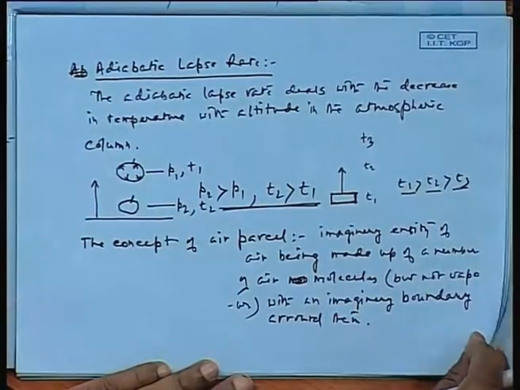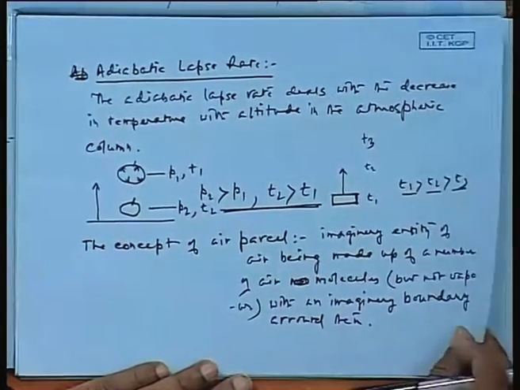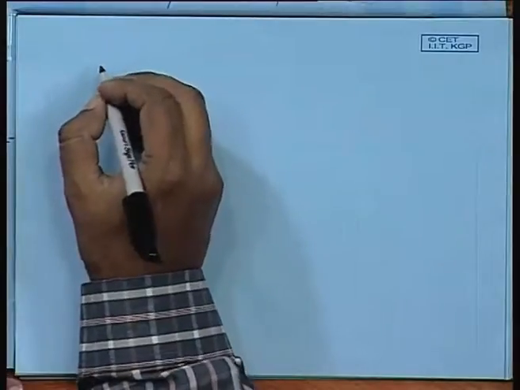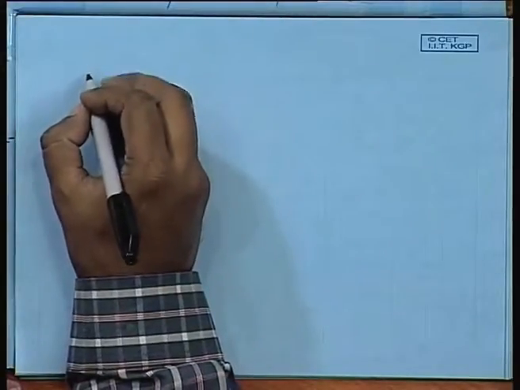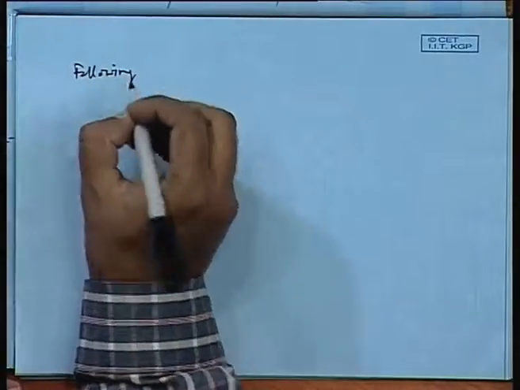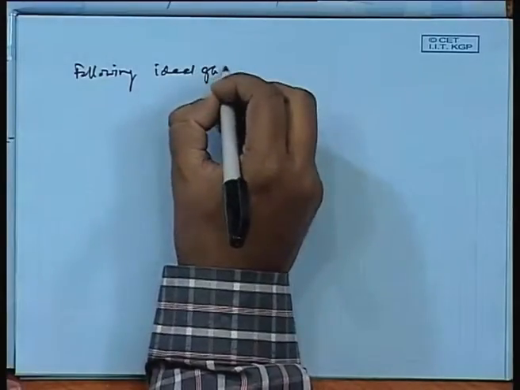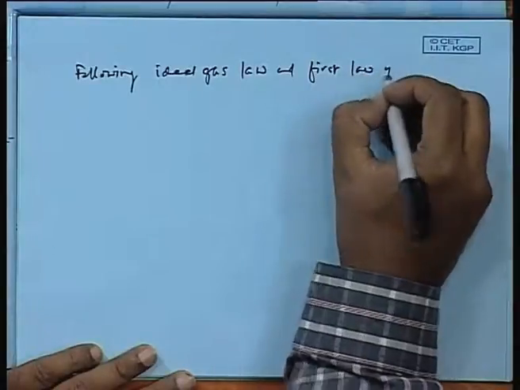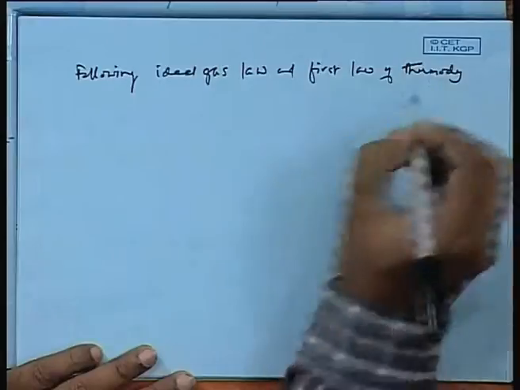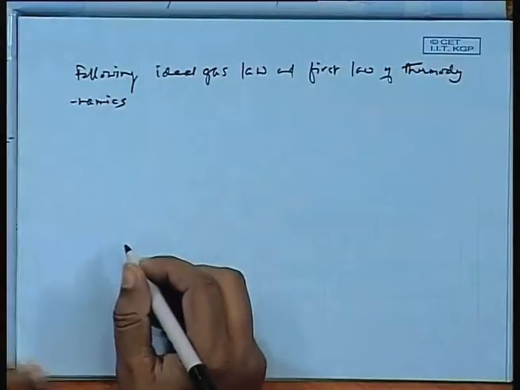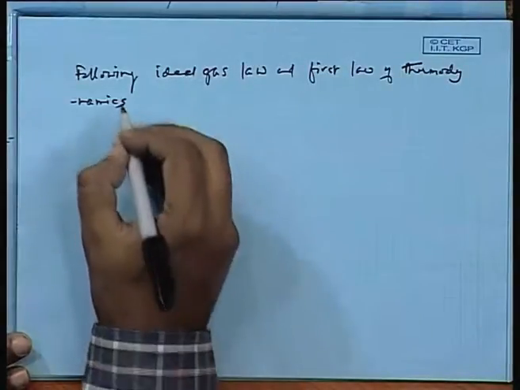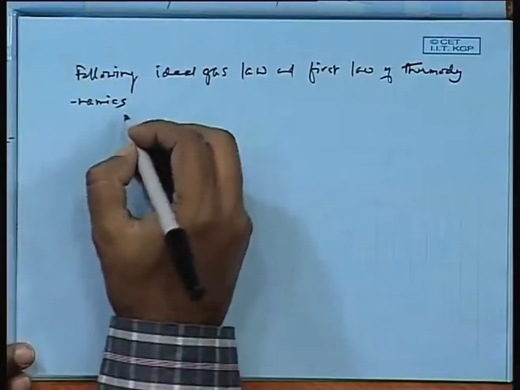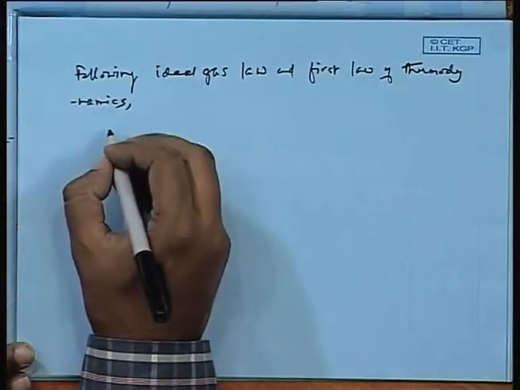So here, trying to understand this from the adiabatic perspective, we can now find out the rate at which the change in temperature takes place along the altitude. We can do this following the ideal gas law and the first law of thermodynamics, that is conservation of energy. We can write an expression for this air parcel.